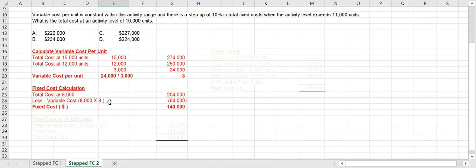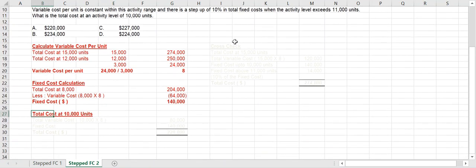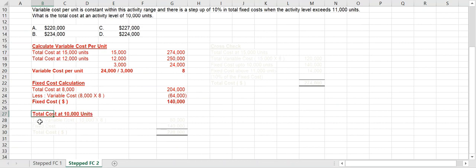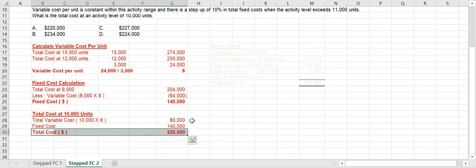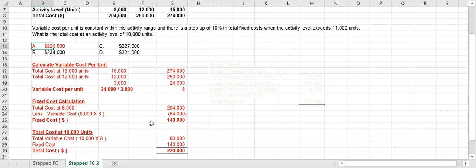Now let's calculate the total cost at 10,000 units. 10,000 units is within this range, below 11,000 units, therefore there is no step fixed cost. So what is the variable cost? 10,000 times 8 per unit, so 80,000. Simply add the fixed cost that we calculated above, 140,000, so the answer will be 220,000.